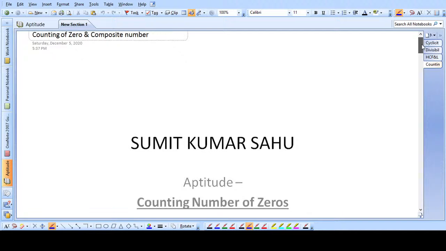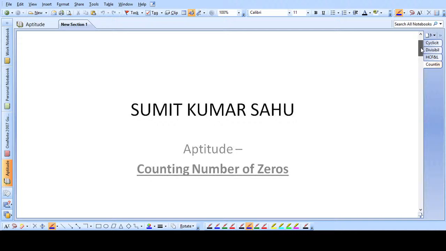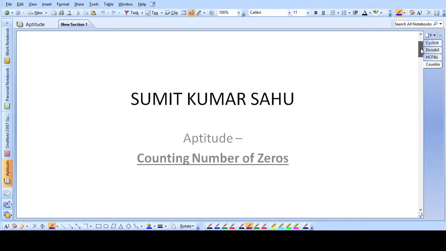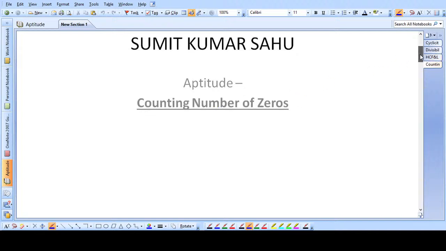Okay, the very beautiful topic, counting number of zeros. This is mostly asked in some of the exams, and sometimes it is a must question. You will be given a particular number, a factorial of that number, and the question will ask how many zeros are there in that. So let's go directly with an example.